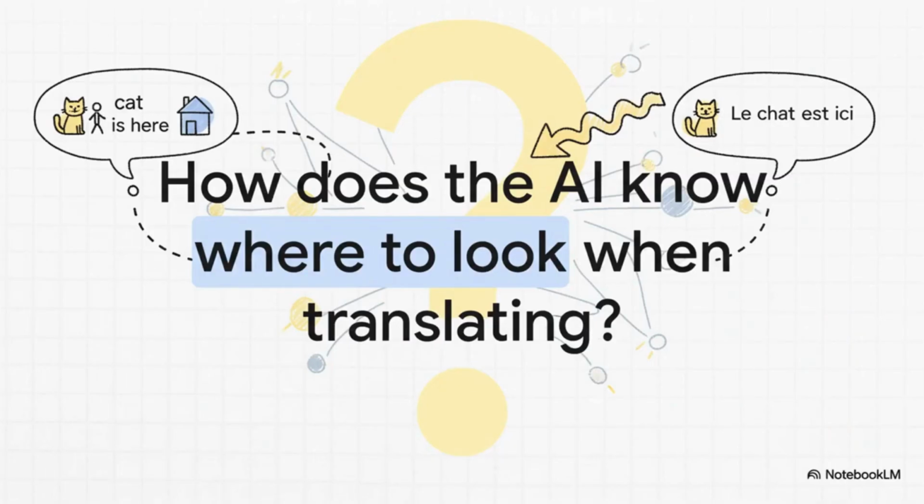So let's just take a classic example, right? Machine translation. As the AI is generating this French sentence, le chat est ici, it's doing it one word at a time. And at every single step, it has a choice to make. I mean, how does it know at the exact moment it needs to write chat that it should be looking at the word cat in the original sentence? How does it line those two things up? That's the big question, right? And that's exactly what we're going to unpack today.